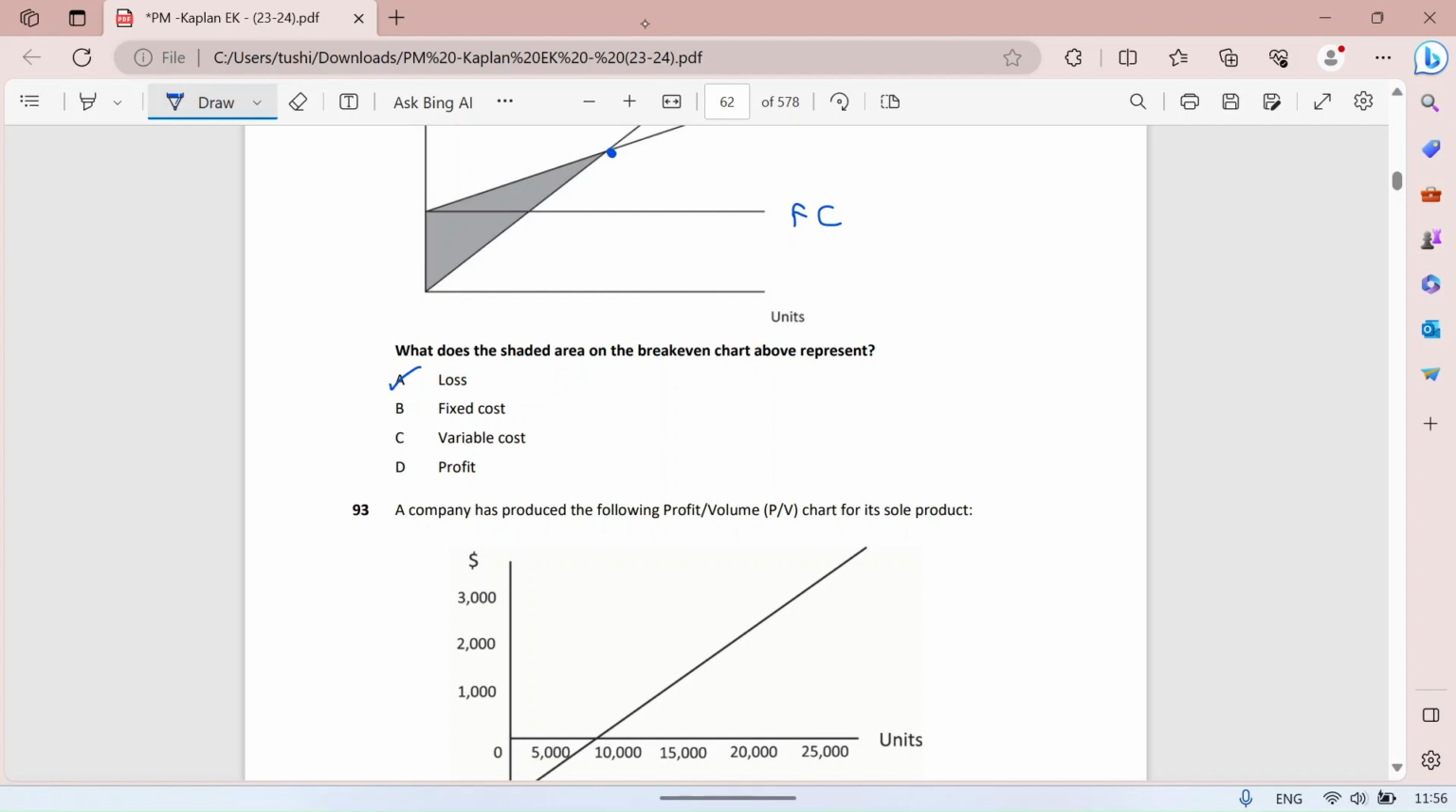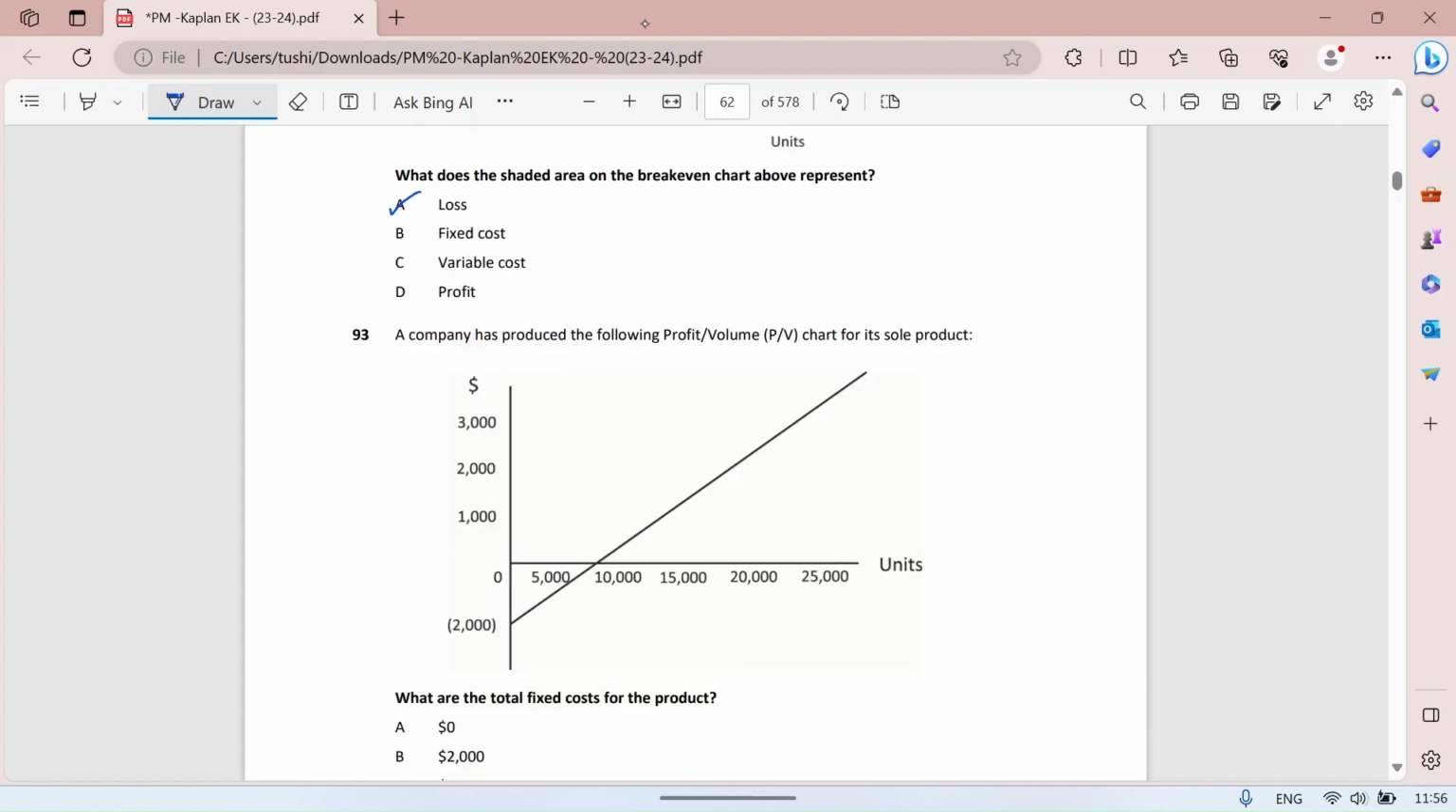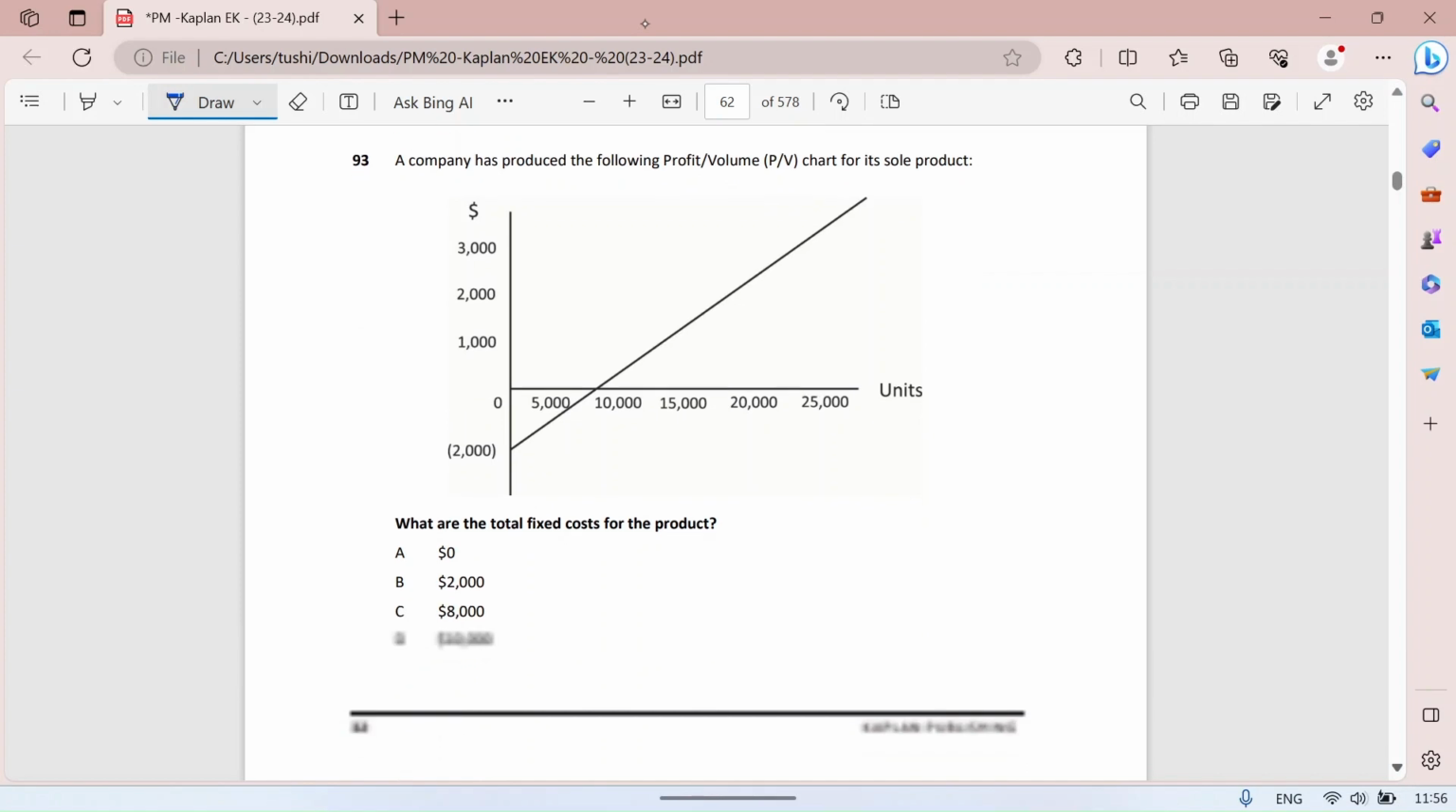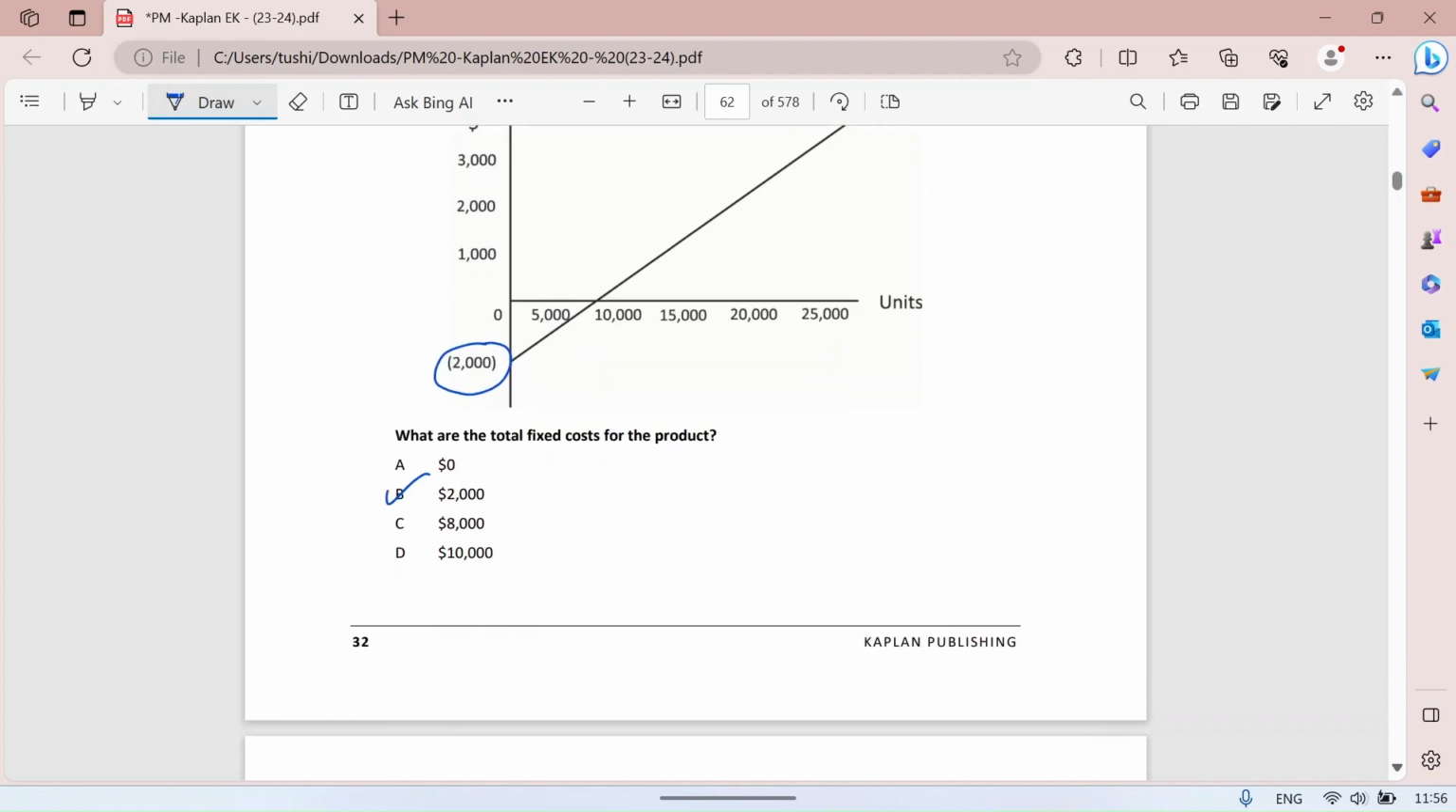Now, moving on to the next one, a company has produced the following PV chart for its sole product. So, it has only one product. Now, we have to tell what the fixed cost is. Fixed cost is basically where the line is cutting the vertical axis. So the vertical axis is this one, and 2000 is where the line meets this vertical axis. So I can say that 2000 is nothing but my fixed cost. Moving on to the next one.